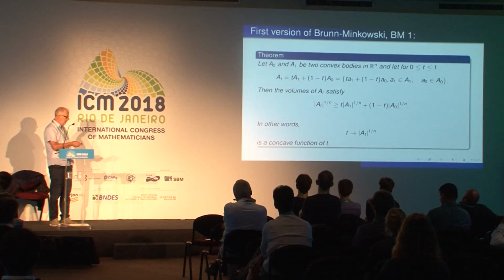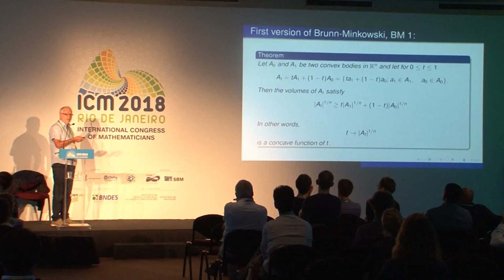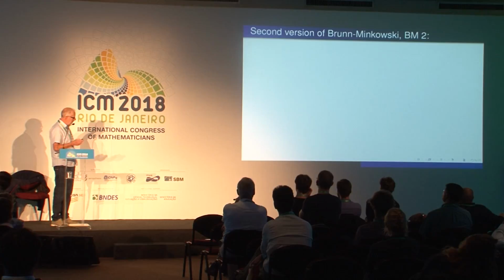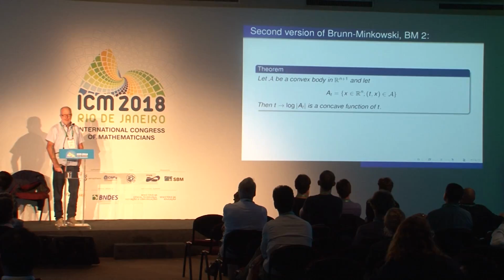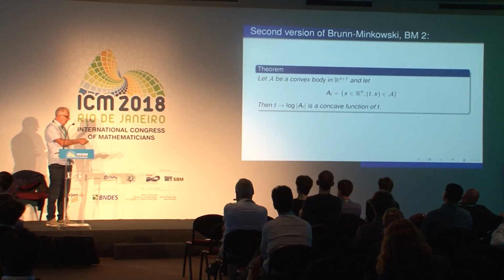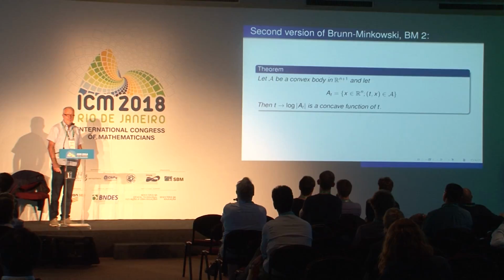So that's the first version. There is another way of stating the same theorem, which is as follows. Instead of looking at Minkowski sums of convex bodies, we look at one convex body in one dimension higher, in Rn plus 1. So this new convex body is called A there. And then we let A_t be the vertical slices of this convex body in one dimension higher. It's defined over there.